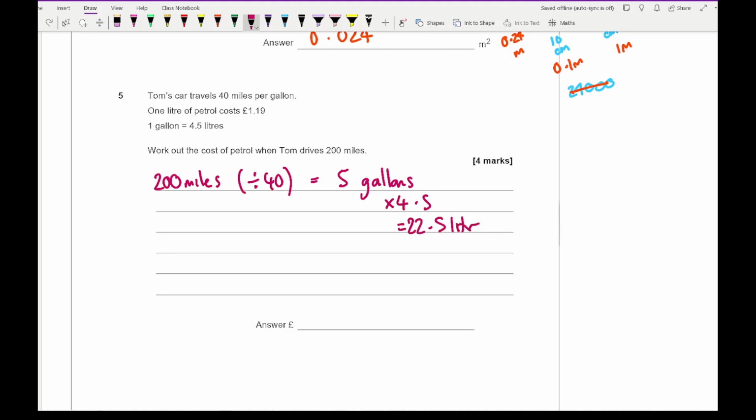22.5 litres. So then what I need to do is multiply that by £1.19, and if I do just that, I get my final answer of £26.775. So rounding that up, I get £26.78.